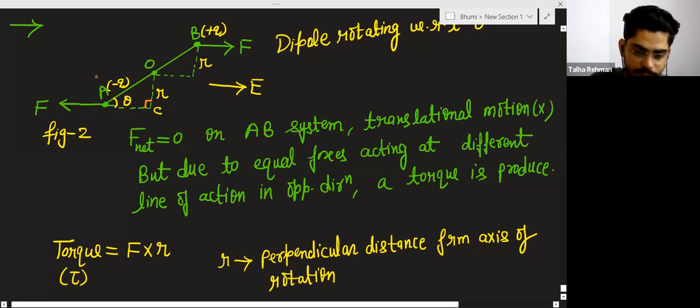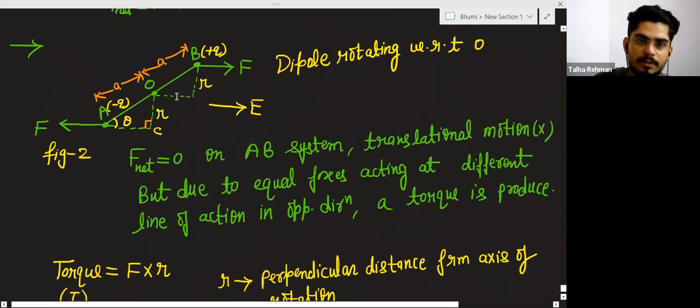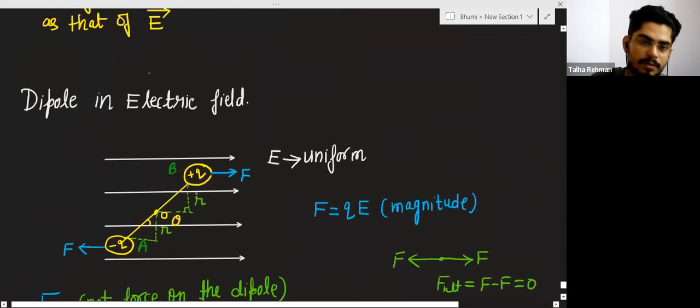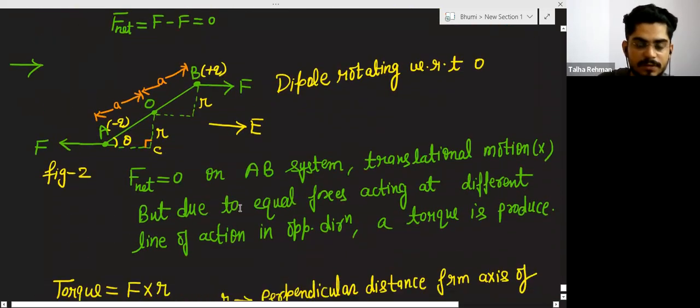is a, this OB is a, this distance is a, this distance is a. Earlier we have also taken this distance.